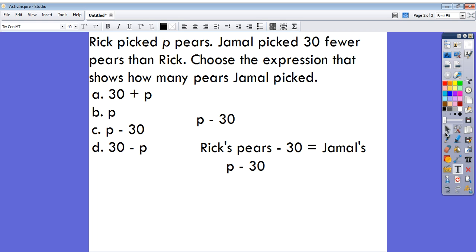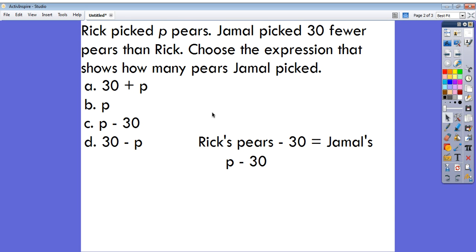The biggest place that they try to trick you on tests, or that you might get confused here, is by switching the 30 and the P around and doing something like this, where it says 30 minus P. But this would say Rick has 30 pears, and you're taking away P, some amount. That's not true. The correct answer is P minus 30, which is C.